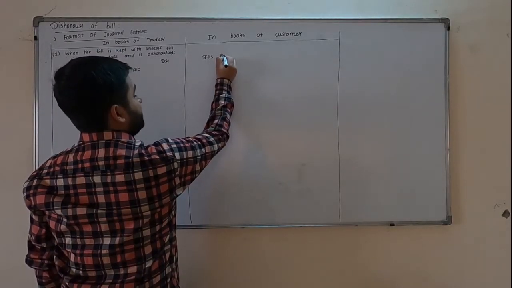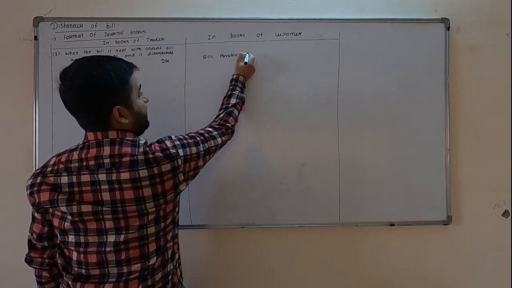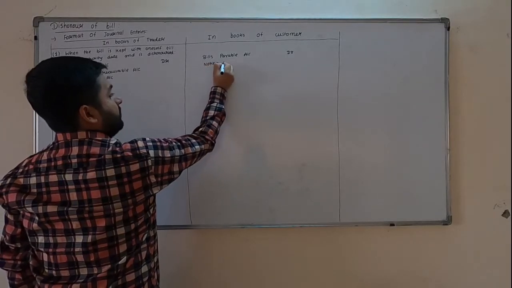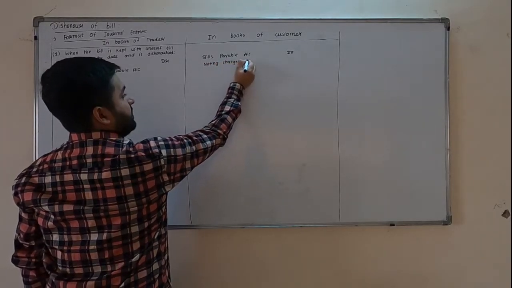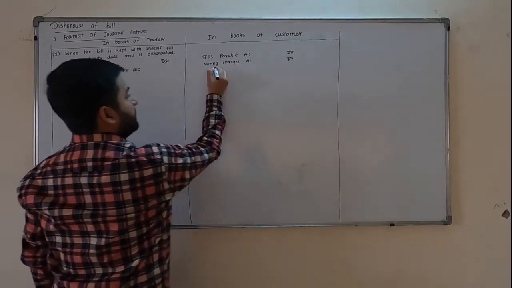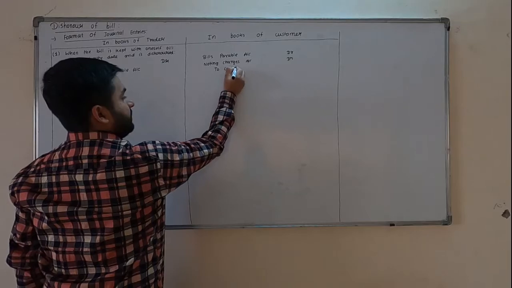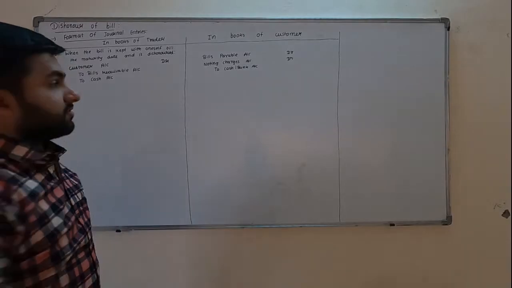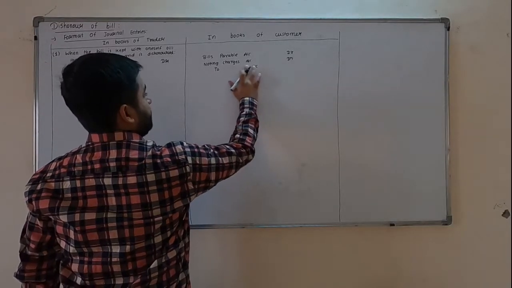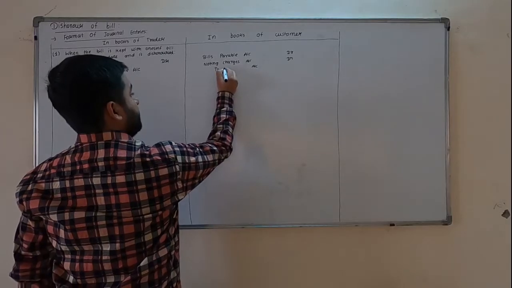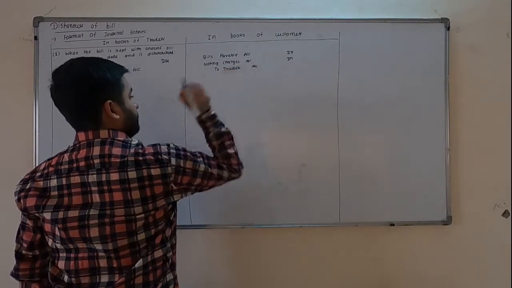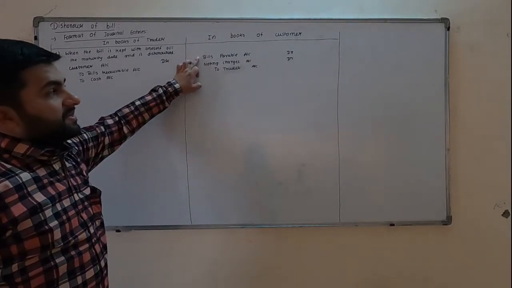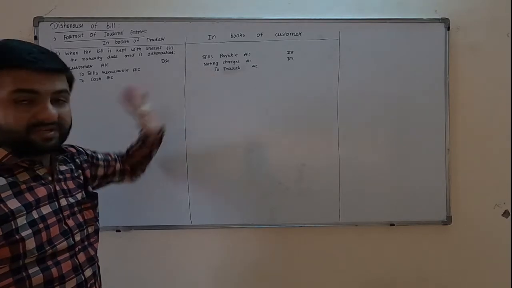And what is that fixed entry? Bills payable account debit, noting charges account debit to cash or bank account. Sorry, not to cash bank account. This is my mistake. To trader account. Okay. Here the fixed entry will be bills payable debit, noting charges debit to trader account.